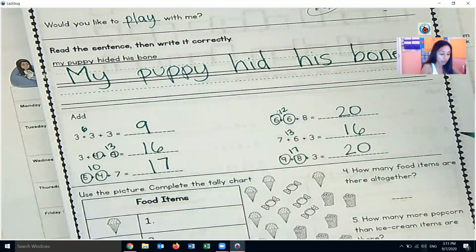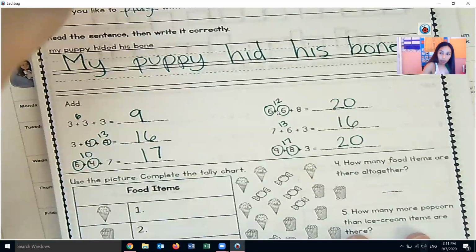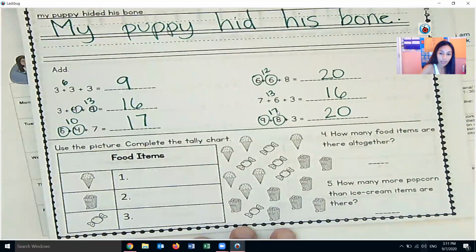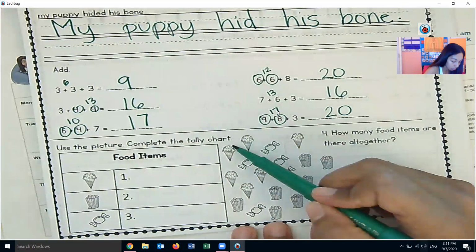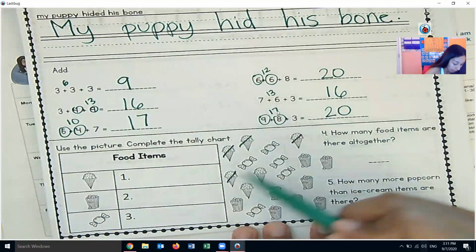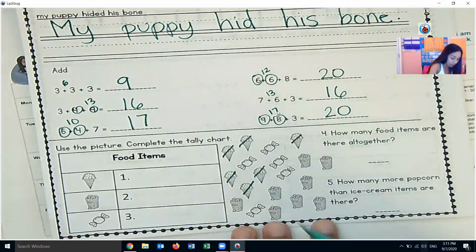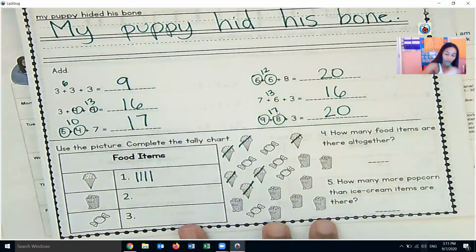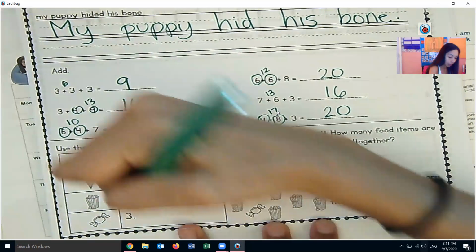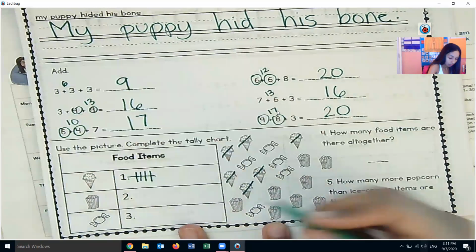And we have our tallies here. So I'm going to cross off the items as I tally them. So I have ice cream first. I'm going to go 1, 2, 3, 4, 5, 6. So I have 6. I'm going to go 1, 2, 3, 4, and then 5. I'm going to slash the other way. So that's 5. 1 more is 6.